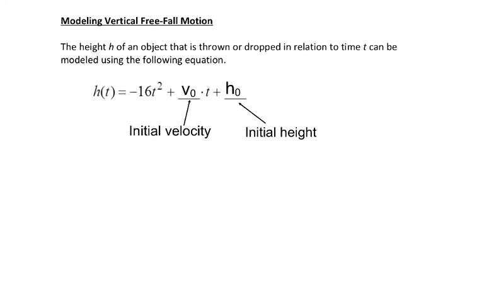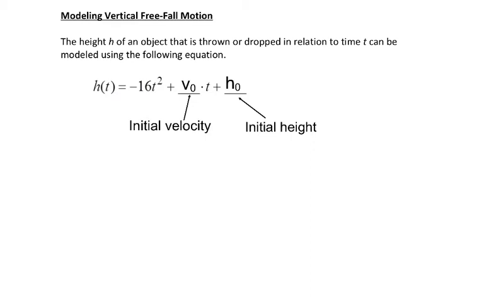So the last piece that we're going to go over is modeling vertical freefall motion. So this is a standard equation that has to do with feet per second, or they say per second squared, when it comes to the pull of gravity. So negative 16 feet per second is actually the gravitational pull of the Earth. So this is a constant that's in here. It will never change. T is going to be your time.